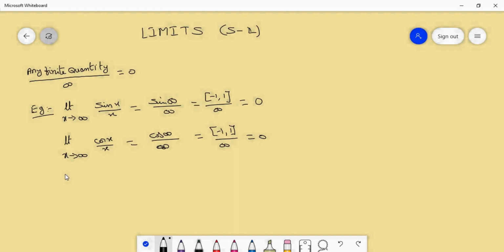And one more, the last example: limit as x tends to infinity of sin square x by x. Then this one also gives sin square infinity by infinity. This one is 0 to 1, not getting negative values because of the square. That's why it is 0 to 1 only. This is also equal to 0. This is most important. Remember.